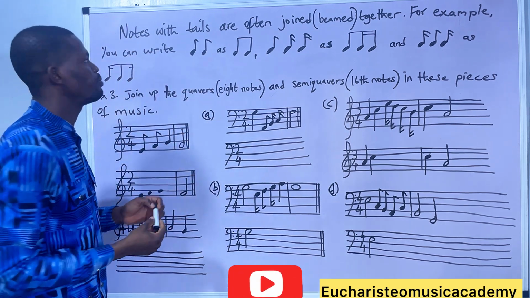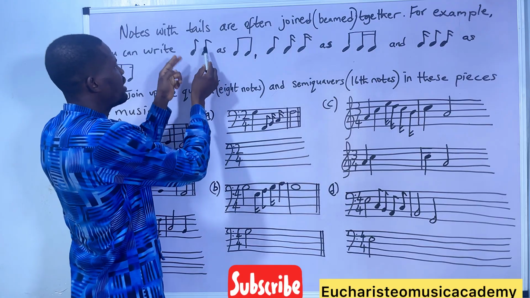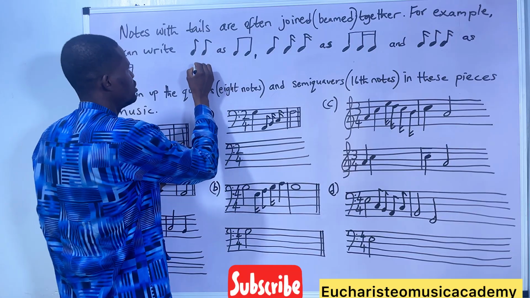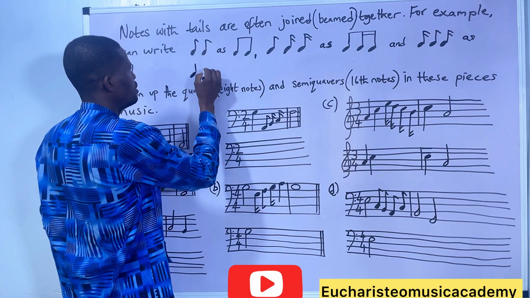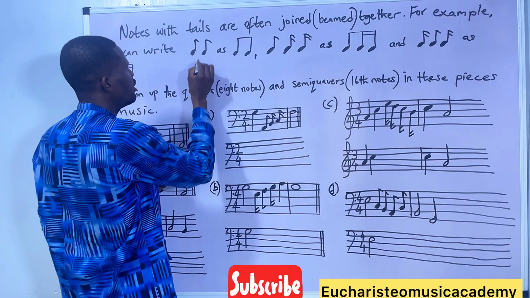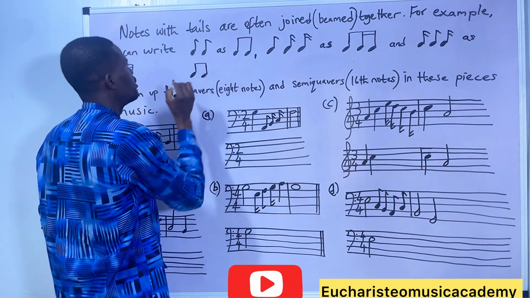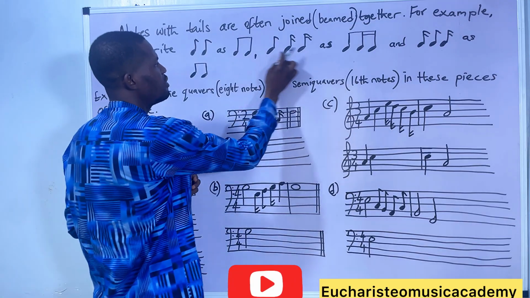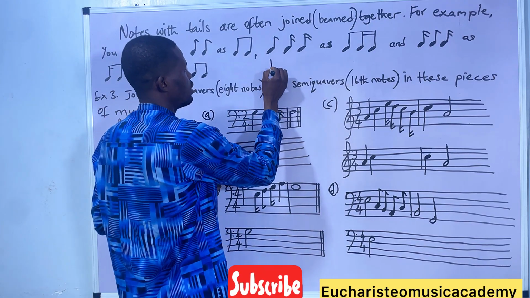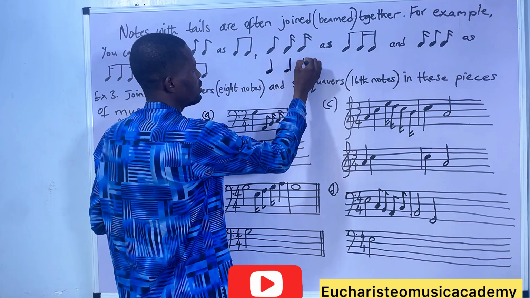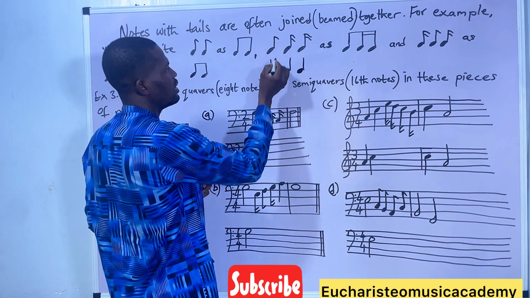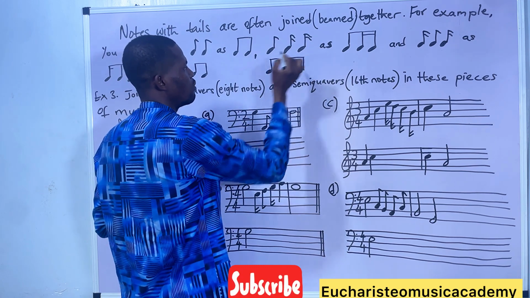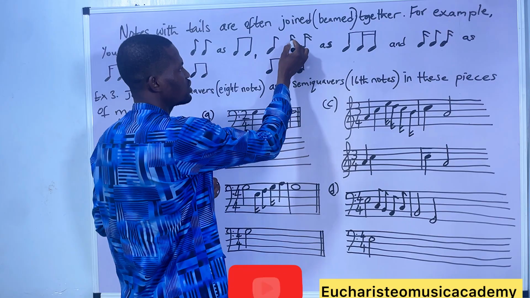And how can you beam them? These two notes, instead of writing them singly like this, will become this, because this is this note, this is this. Joining them together, you just draw a line. So these two have become this. This is called beaming. You understand? These three notes, let's draw them like this. Because one tail is common among the three of them, just draw a line. But this one has two tails.